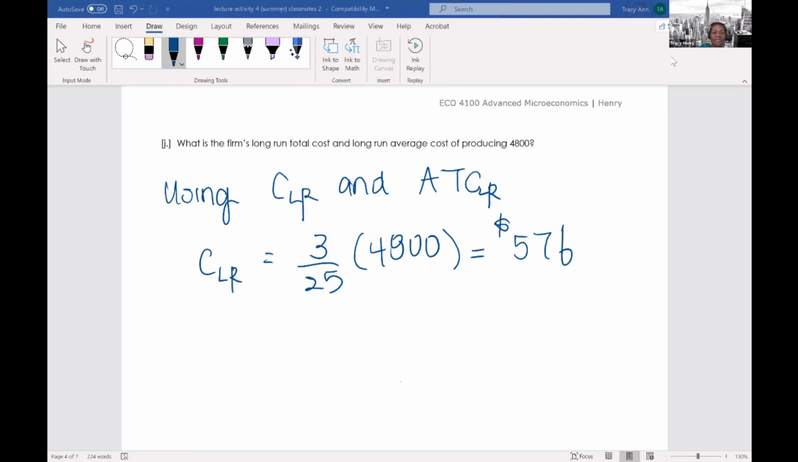And my average total cost, do I need to calculate this? I don't need to calculate this, because from question F we found out that it is constant at 12 cents. You could do your 576 divided by 4,800 just to make yourself happy. But you should realize that from our previous working out of the average total cost using the function, we found that the average total cost is constant at 12 cents.